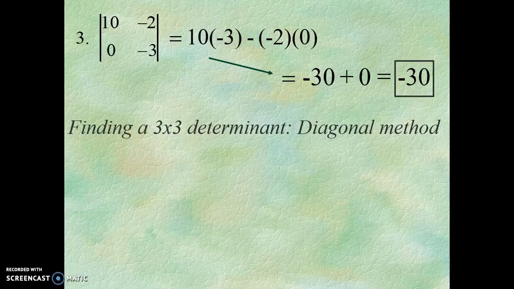Now, let's talk about one more case. We're finding a determinant for a 3 by 3, and we're going to talk about the diagonal method. Now, there are other methods that you can use, but this one I think is going to be the easiest for you all. So please follow along and make sure you follow the steps carefully.